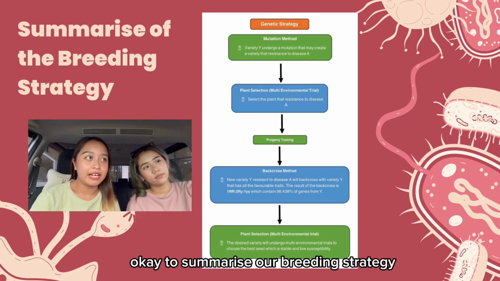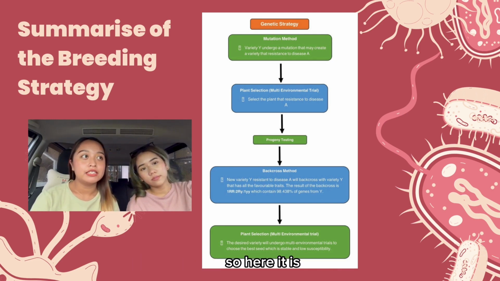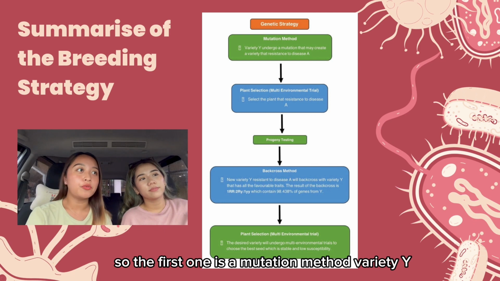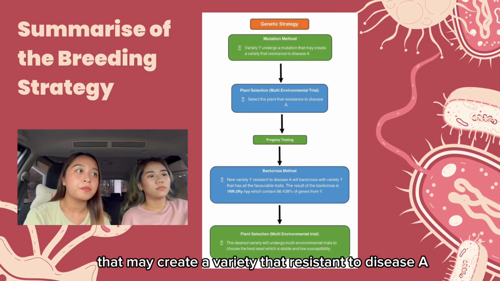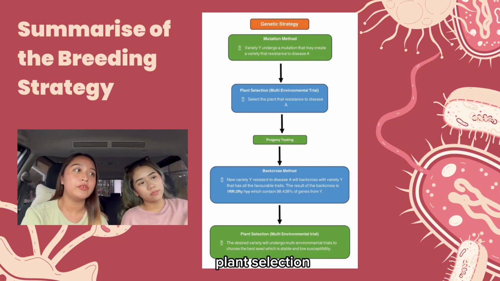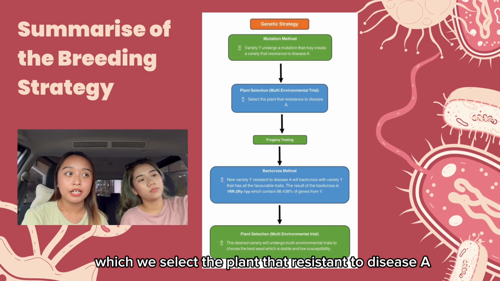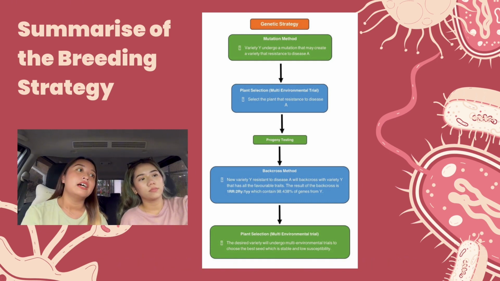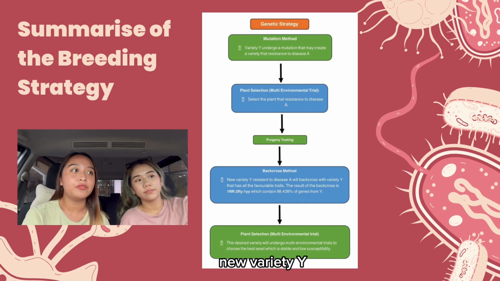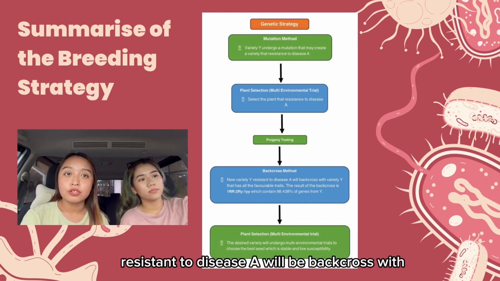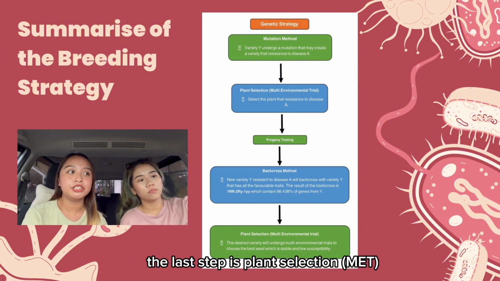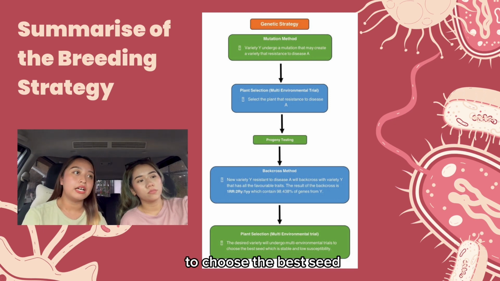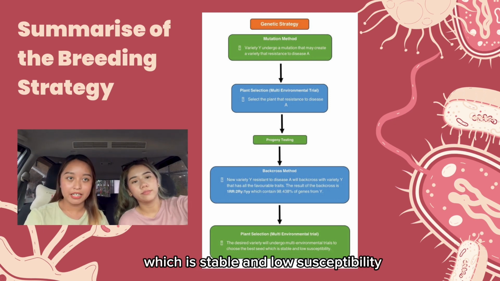Okay, to summarize our breeding strategy, here it is. The first one is the mutation method: variety Y undergoes a mutation that may create a variety that is resistant to disease A. The second step is MET, plant selection, in which we select the plant that is resistant to disease A. Next is progeny testing, and then we proceed with the backcross method. The new variety Y resistant to disease A will be backcrossed with variety Y that has all the favorable traits. The last step is plant selection, MET. The desired variety will undergo multi-environmental trial to choose the best seed, which is stable and has low susceptibility.